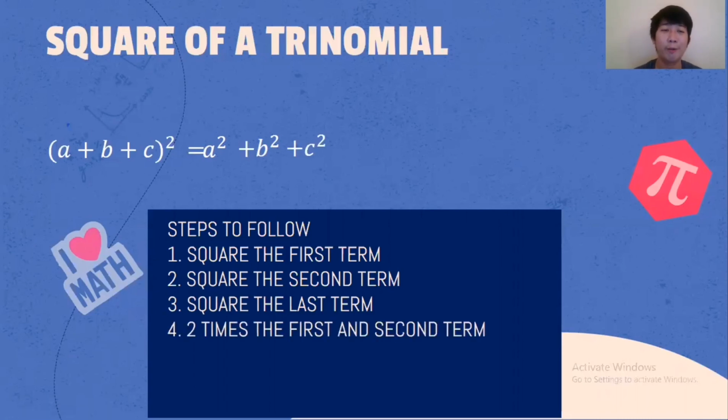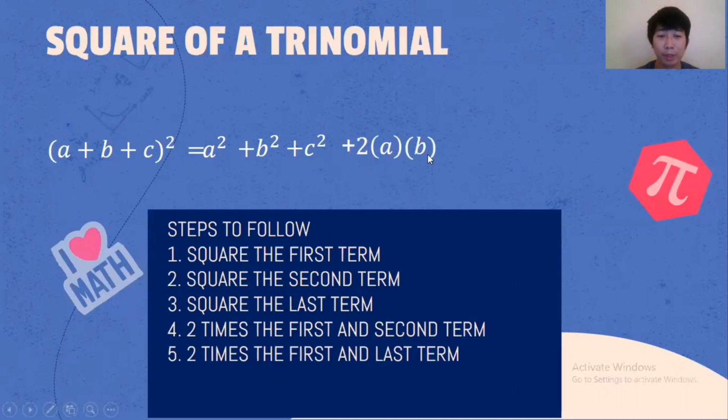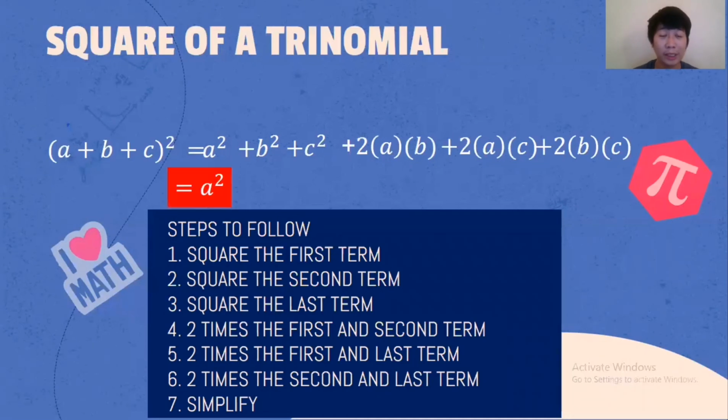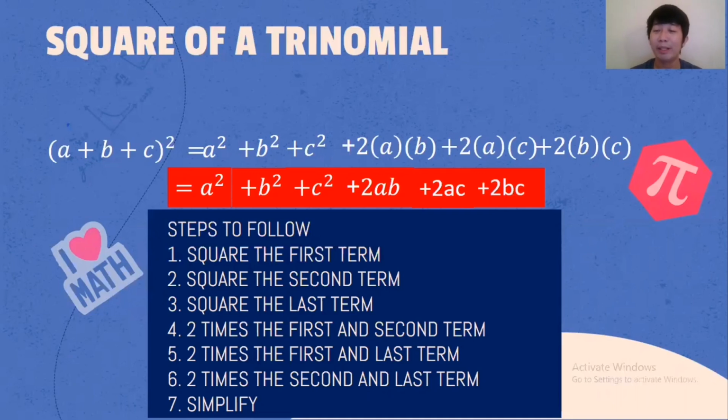Next step, 2 times the first and second term. 2 times the first and last term. And the last one, 2 times the second and the last term. Let's now simplify. That is a squared, b squared, c squared, 2 times a times b, that is 2ab, 2 times a times c, 2ac, 2 times b times c, that's 2bc. That's as simple as that, okay? That is square of a trinomial.